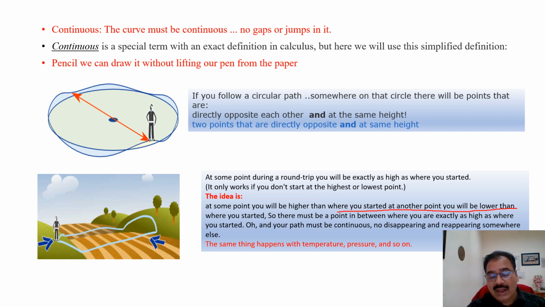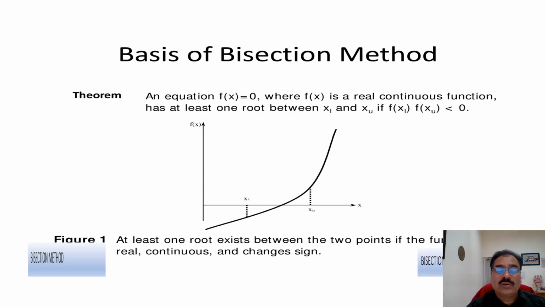Okay, so the same thing happens with the temperature, pressure, and so on. All these phenomena. Now, one application is the bisection method. Once again, I am making a very quick revision for the bisection method. Look, the bisection method. You know the theorem that the equation f(x) = 0, where f(x) is a real continuous function, has at least one root between x1 and x0 if f(x1) times f(x0) is less than 0.